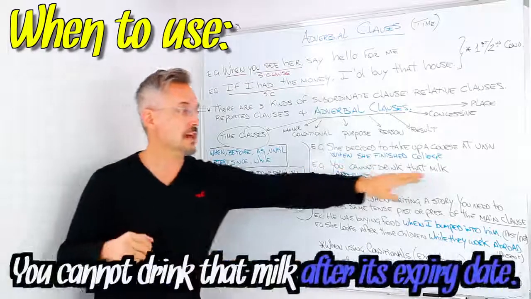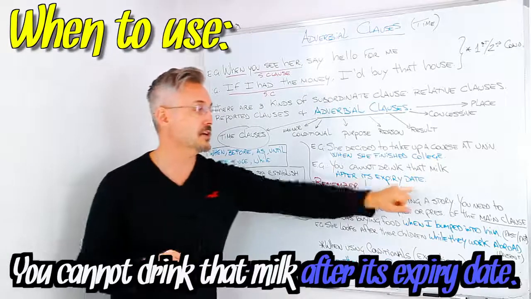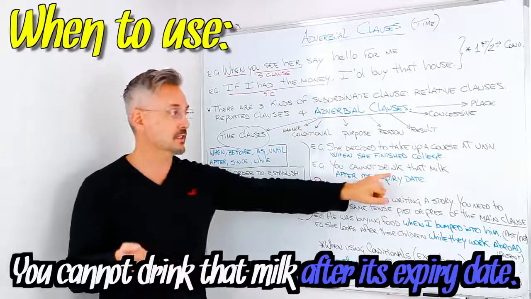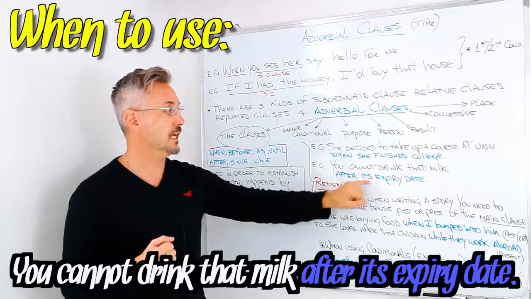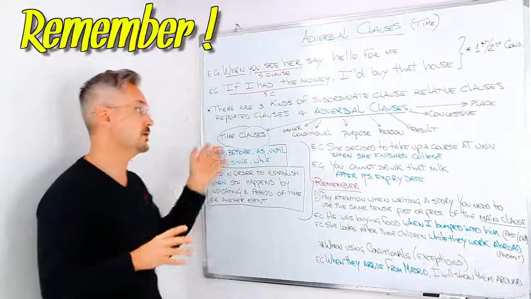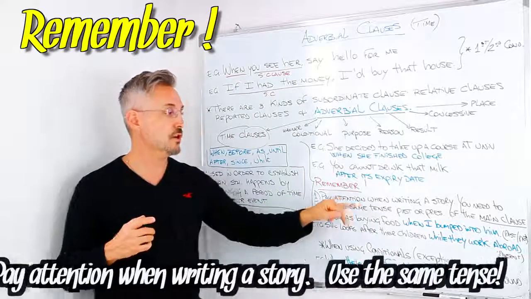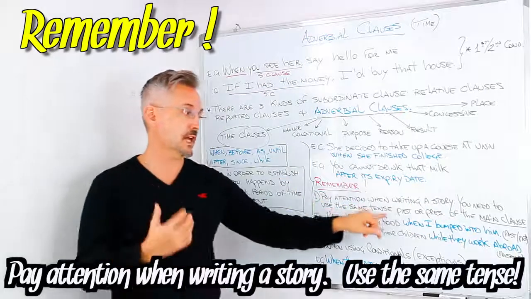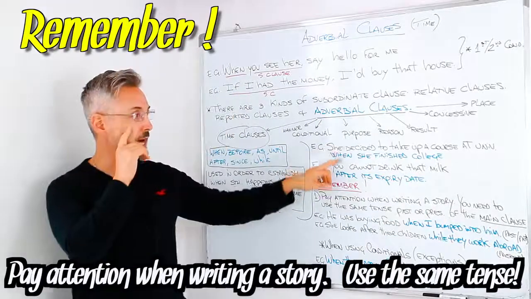You cannot drink that milk after its expiry date. "After its expiry date" is the subordinate or adverbial clause, time clause in this case. You cannot drink that milk after its expiry date. One thing to remember about adverbial clauses or time clauses: pay attention when writing a story. You need to use the same tense, past or present, of the main clause, like I did right here.